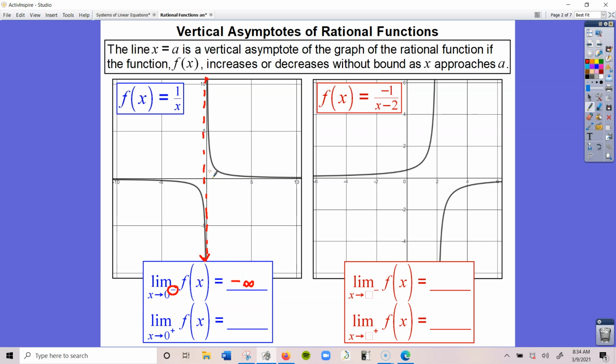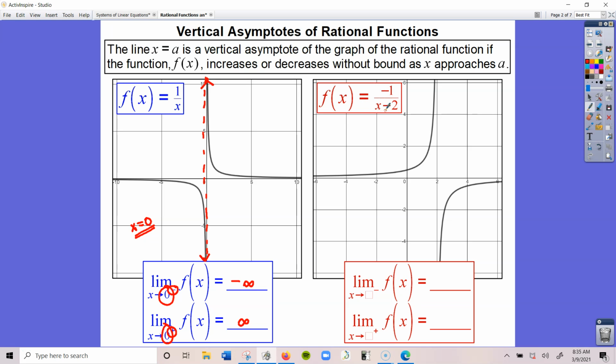If I approach 0 from the right, that's from the right side of my graph because of this plus sign here, we see that the graph is going up forever. So this limit is equal to positive infinity. Now what this means is that we have a vertical asymptote at x is equal to 0, because that's what the x's are approaching, and my answers here are negative infinity and positive infinity. That means that the graph is not going through the x, but it's avoiding it, and it's going up or down forever.